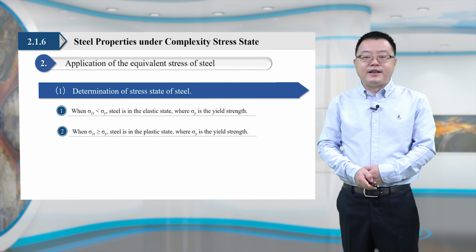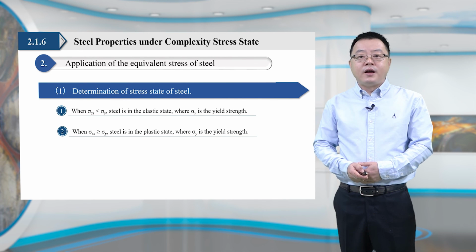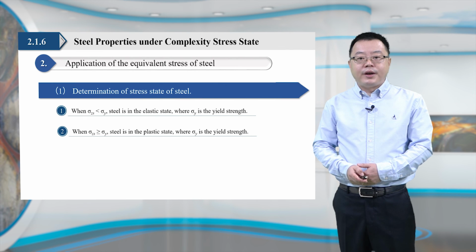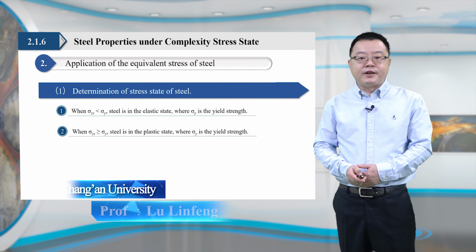In summary, in this lesson, we learned the properties of steel. In the next lesson, we will learn the main factors affecting the performance of structural steel.